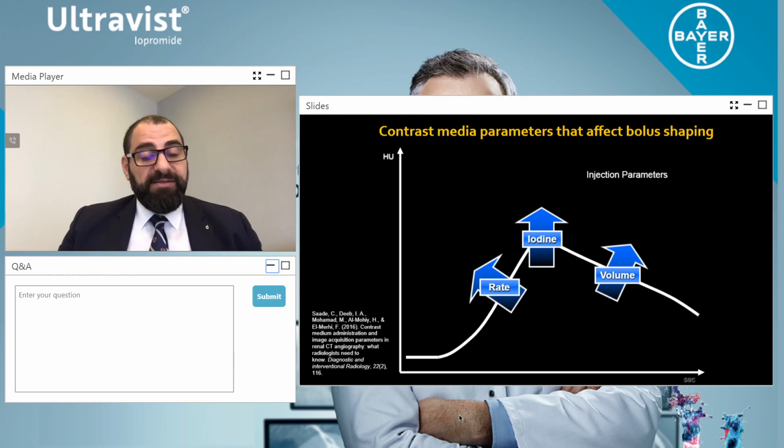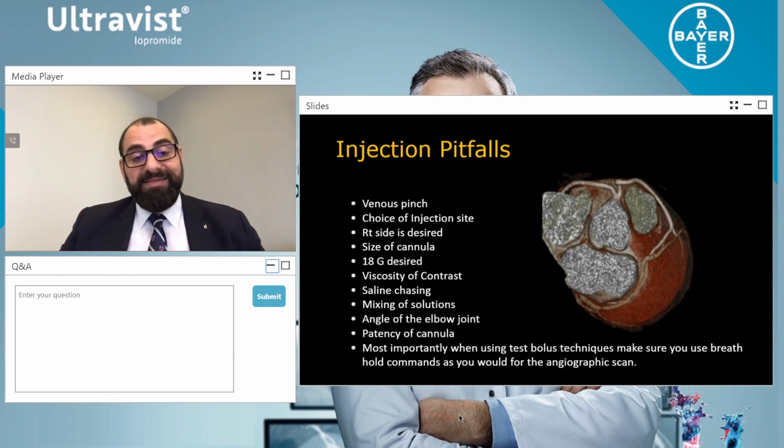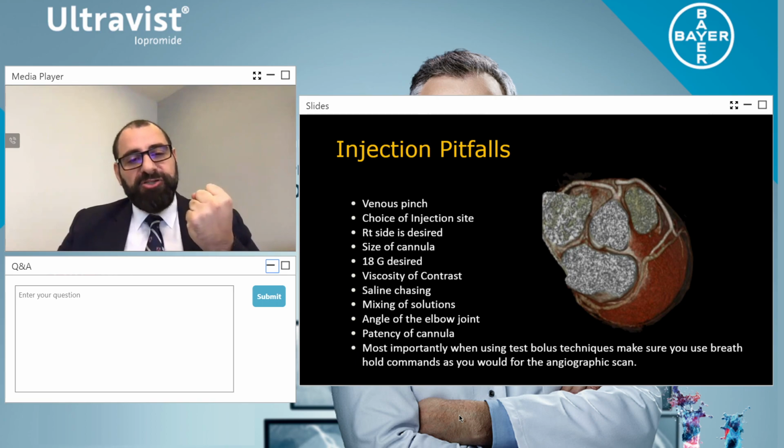So what are the biggest issues in terms of delivery? So we've talked about breathing. We've talked about saline. We've talked about injection parameters. But there's one thing we still forgot to talk about, which is venous pinch. A lot of the times we tell our patients to put their hands above their head, okay? And when we put the hands above the head, we actually squash the brachiocephalic vein.